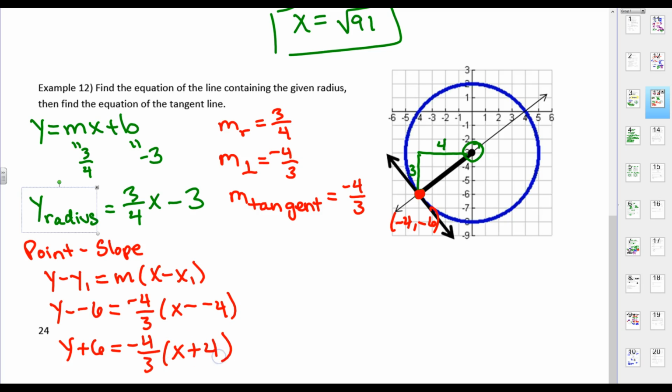And guys, you can leave your answer just like that. I don't care if it's in mx plus b form. This is the equation of the line, it's just in a different form. So yes, this is the equation of the tangent line, and this is the equation of the radius.